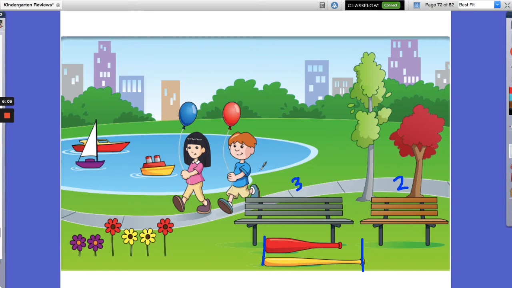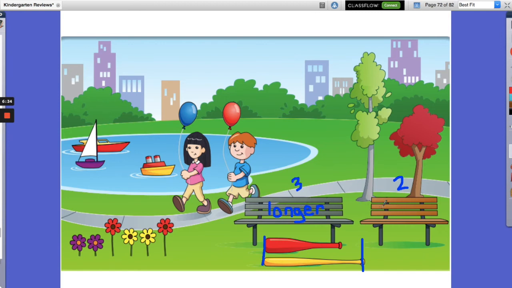But let's think about that vocabulary word to describe these two benches. If we're going to look at the gray bench, and I say the gray bench is what compared to the brown bench? Well, we're going to use the word longer. I'm going to write that word up here. The word is longer. The gray bench is longer than the brown bench.